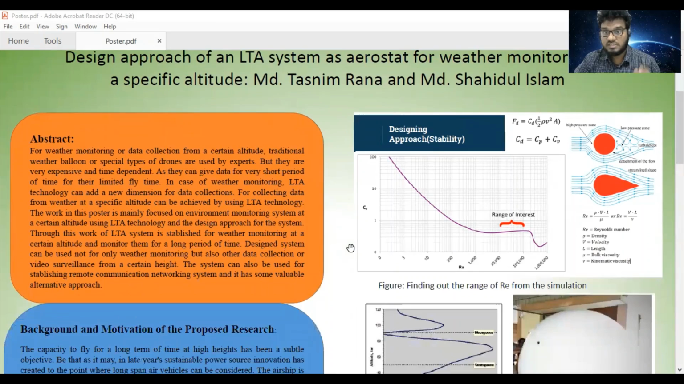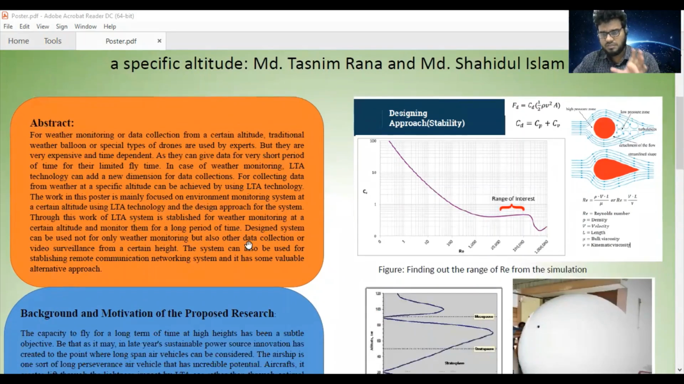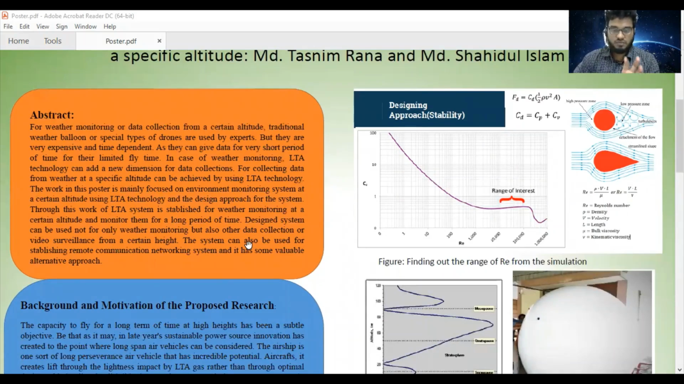My topic is the design approach of an LTA system as an aerostat for weather monitoring at a specific altitude. I'm Tasnim Rana, and the work was done with Dr. Shahidul Islam. The main focus of the work is how we can monitor the weather condition and collect data from a certain altitude and for a long period of time. The main focus is how we can develop an LTA system.